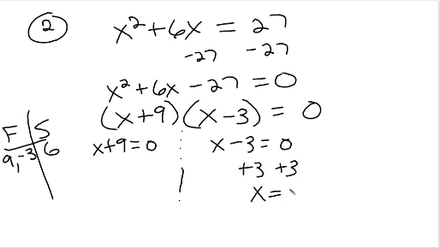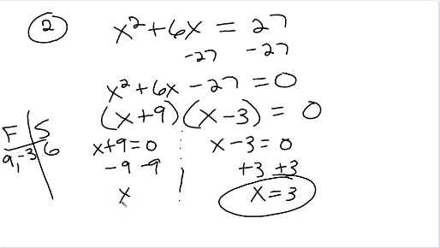So one solution is 3. The other solution is negative 9. Notice there are two solutions. With a quadratic, that's always a possibility. And we're going to talk later about what these two solutions mean graphically. And we will stop there for today.